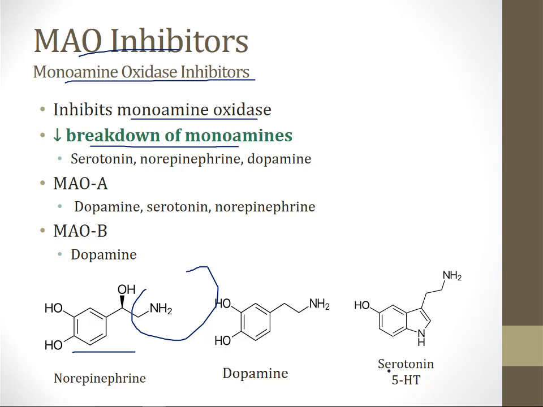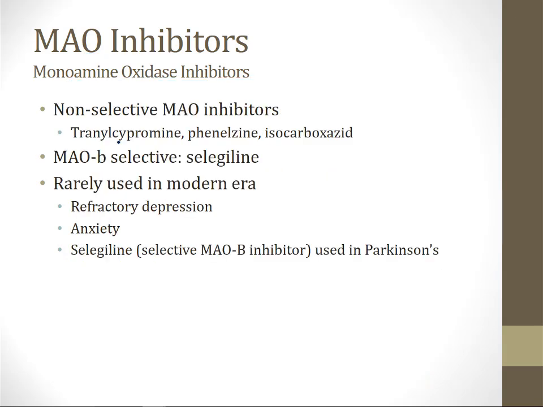So when you inhibit monoamine oxidase, you get less breakdown of all three of these neurotransmitters and therefore higher levels in the brain of serotonin, norepinephrine, and dopamine. There are two subtypes of the MAO enzyme. MAO-A breaks down dopamine, serotonin, and norepinephrine, and MAO-B breaks down mostly just dopamine. Just like tricyclics, these drugs are rarely used in the modern era anymore because of side effects, but years ago there were three MAO inhibitors that were used to treat depression.